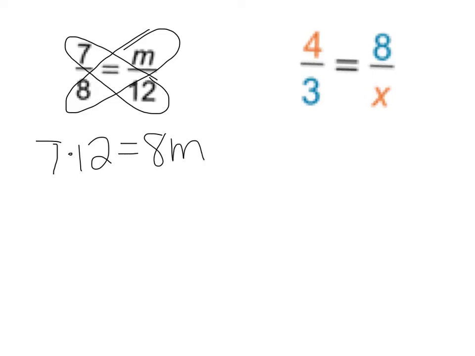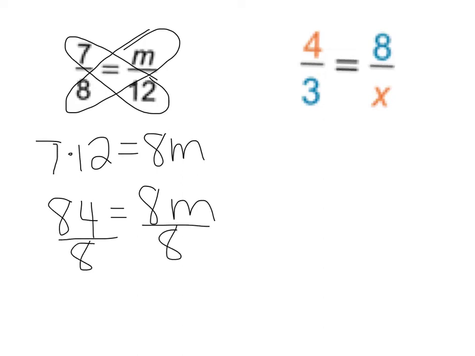Well, if we look at 7 times 12, we multiply those first, and we're going to get 84. And then we say 84 equals 8m. And then we divide by 8 on both sides, so we get 10.5 equals m.